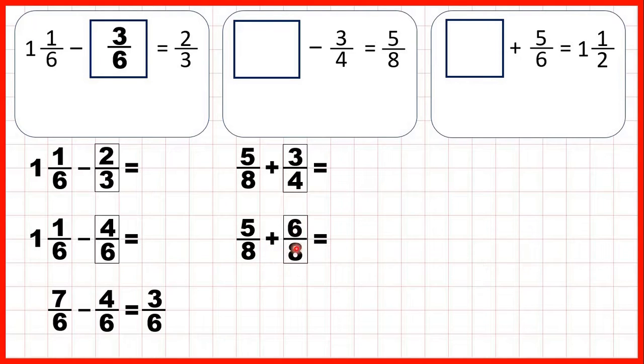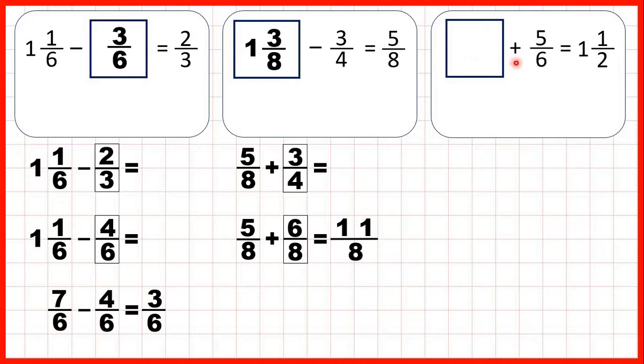So now our denominators are the same, so the denominator stays the same in our answer, and 5 plus 6 is 11. Now we could write our missing number as an improper fraction, so as 11/8, but we can turn that back into a mixed number. 11 divided by 8 is 1 remainder 3, so that's 1 and 3/8 as a mixed number, because 1 times 8 is 8, then we need 3 more to get to 11.